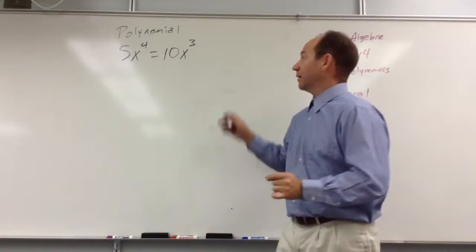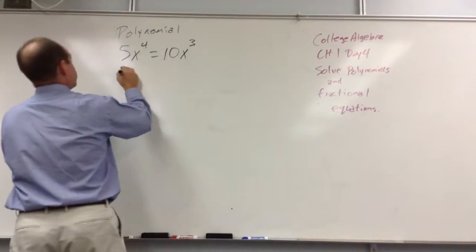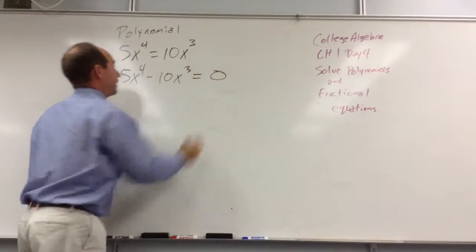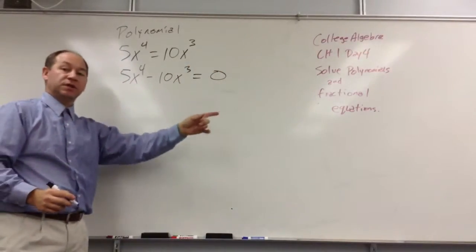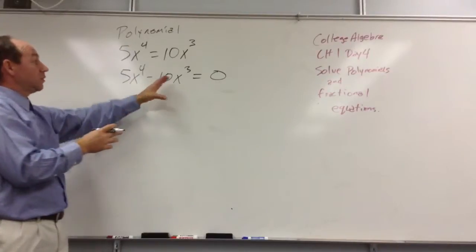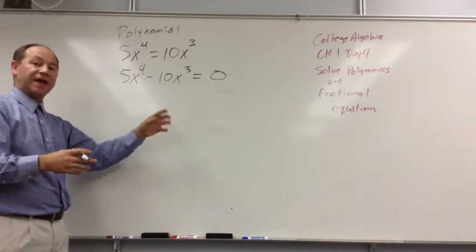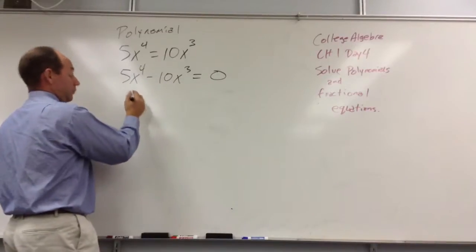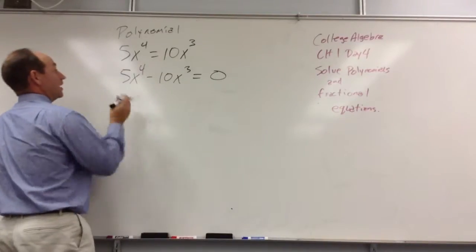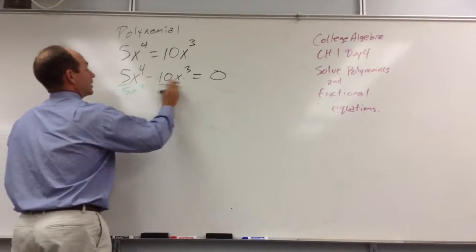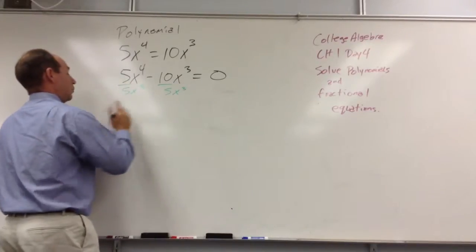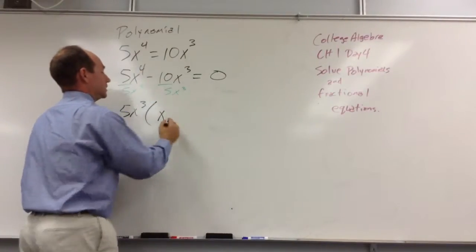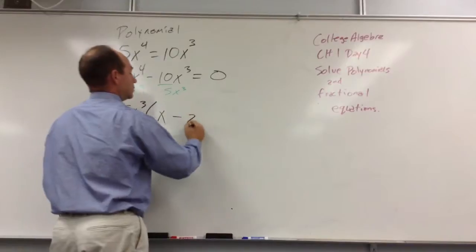So instead of doing that, let's get all of this on the same side. So we have 5x to the 4th minus 10x cubed equals 0. Now we have the ability to go ahead and solve this and do some factoring, so we have a polynomial where a multiplication, a product, will equal 0. Notice that both of these have a 5 and an x cubed in common. So 5x cubed they have in common. We're putting the 5x cubed out in front. What's left here is just an x, and what's left there is a 2.